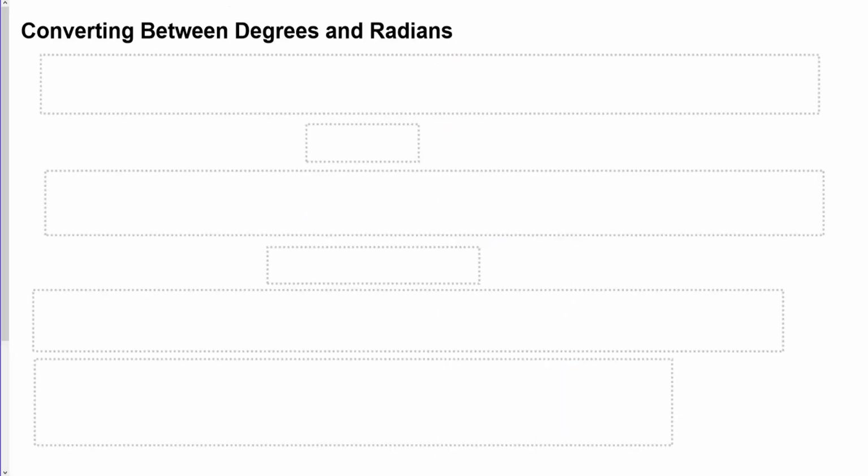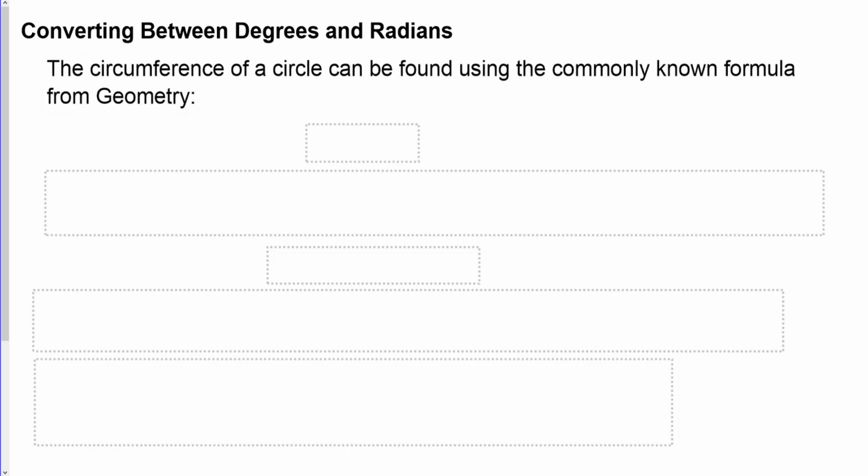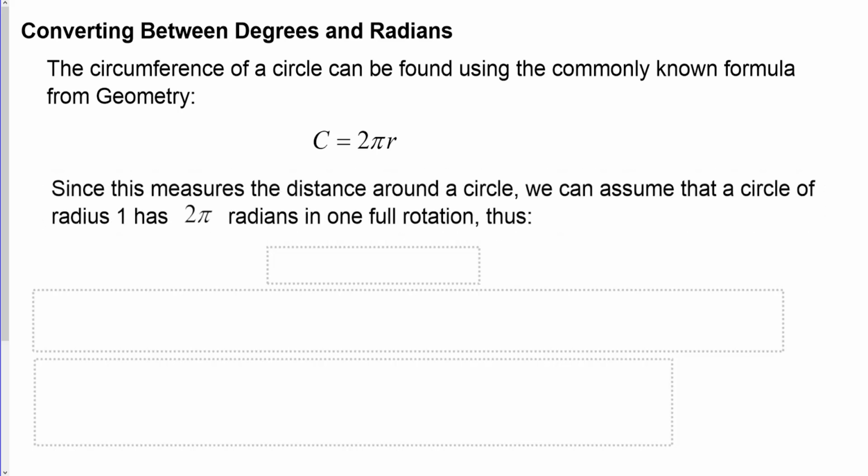Converting between degrees and radians. The circumference of a circle can be found using the commonly known formula from geometry, C equals 2 pi r. So the circumference of a circle is 2 times pi times the radius of the circle. Since this measures the distance around a circle, which is 1 full revolution, we can assume that a circle of radius 1 has 2 pi radians in 1 full rotation. Thus, 360 degrees, which is 1 rotation of a circle in degree measure, is equal to 2 pi radians, which is 1 full rotation in radian measure.